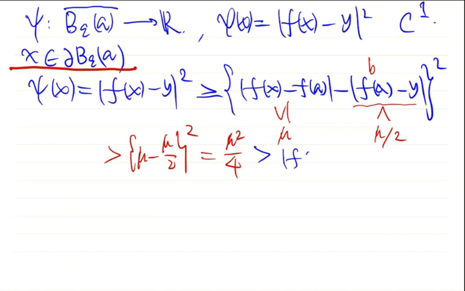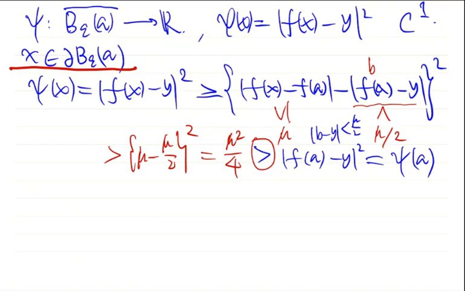the norm of f(a) minus y, right? f(a) minus y, that is b minus y. The norm of b minus y is less than half of mu. Therefore, the square is less than mu squared over 4. So we have this inequality here. Okay, but the norm of f(a) minus y squared is precisely C(a). So we have this estimate, this crucial estimate.